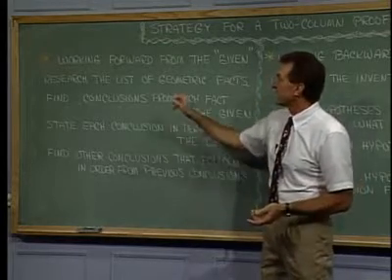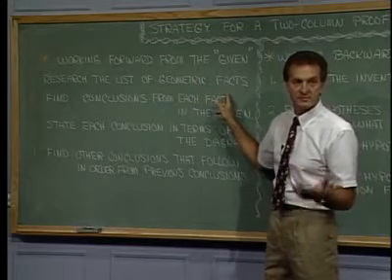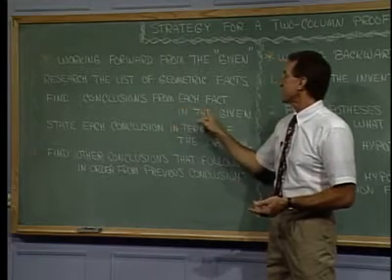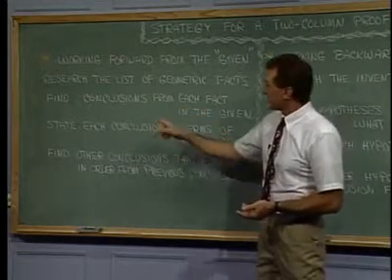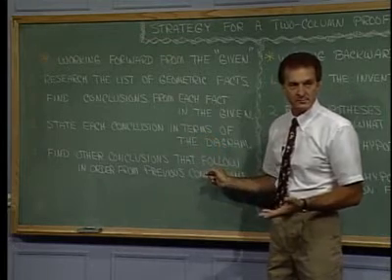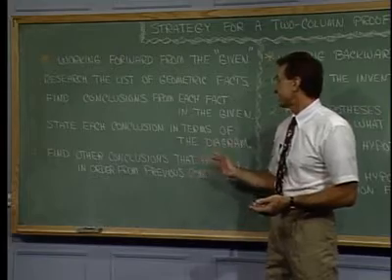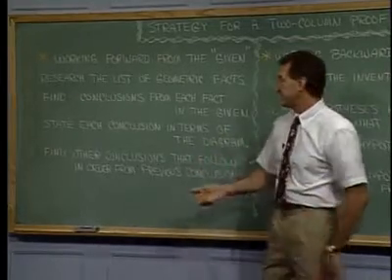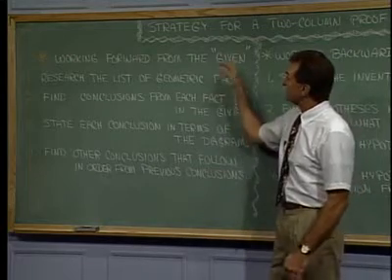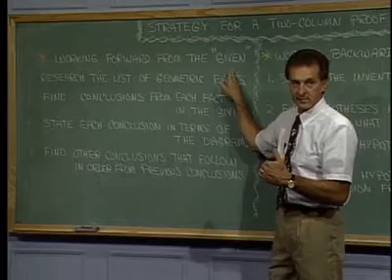So again, number 1, research the list of geometric facts that we have to work with. Number 2, find conclusions from each fact in the given. Number 3, state each conclusion in terms of the diagram. And number 4, find other conclusions that follow or that may evolve in order from previous conclusions. That is the process of working forward from the given towards the end of your proof.